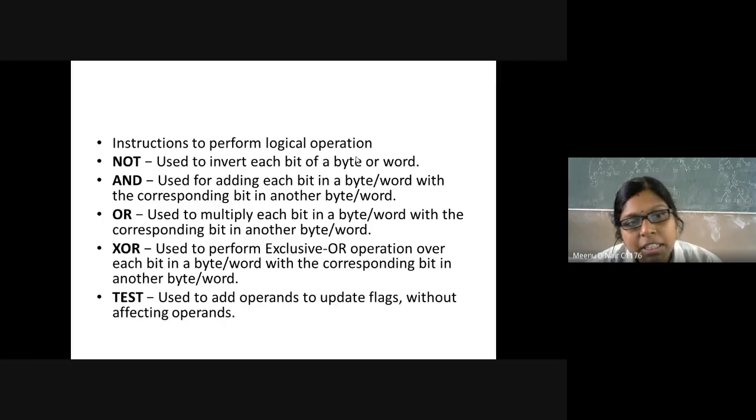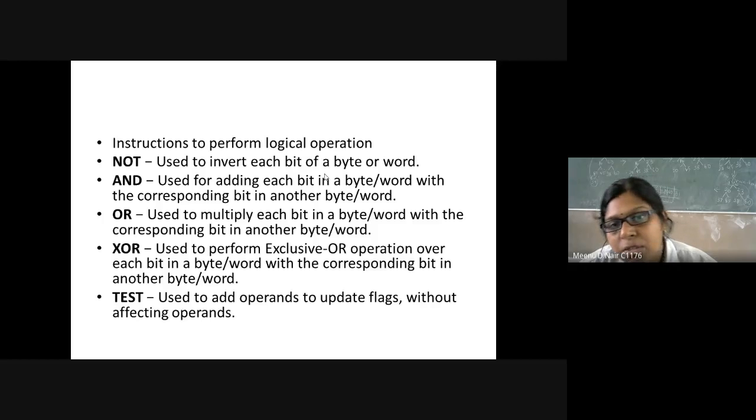NOT means invert the data. If you have one, then you invert it to zero. That is the NOT operation. Then what is AND? AND means, if it is 1 and 1 only, you get the output as 1.